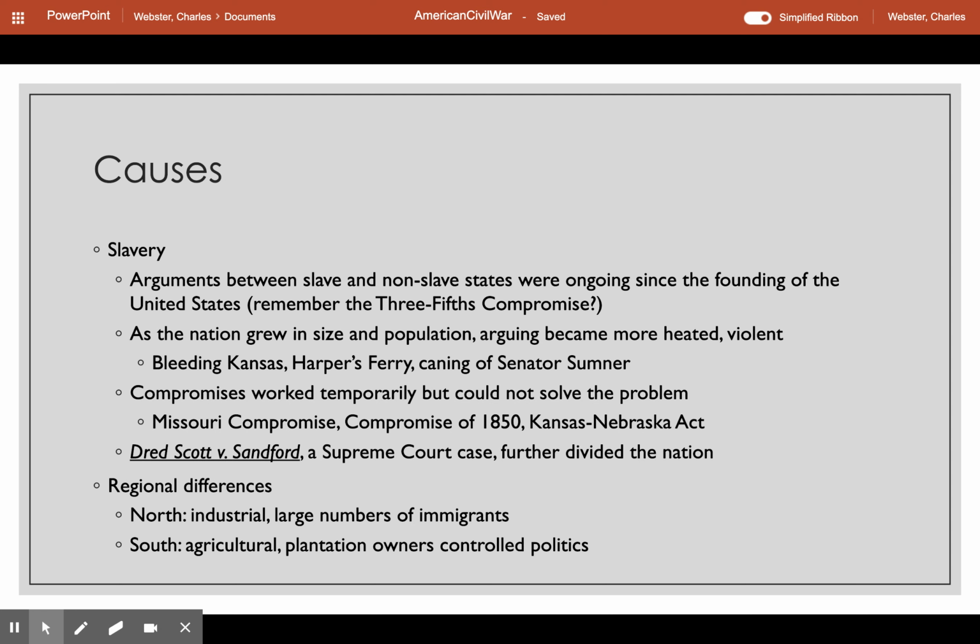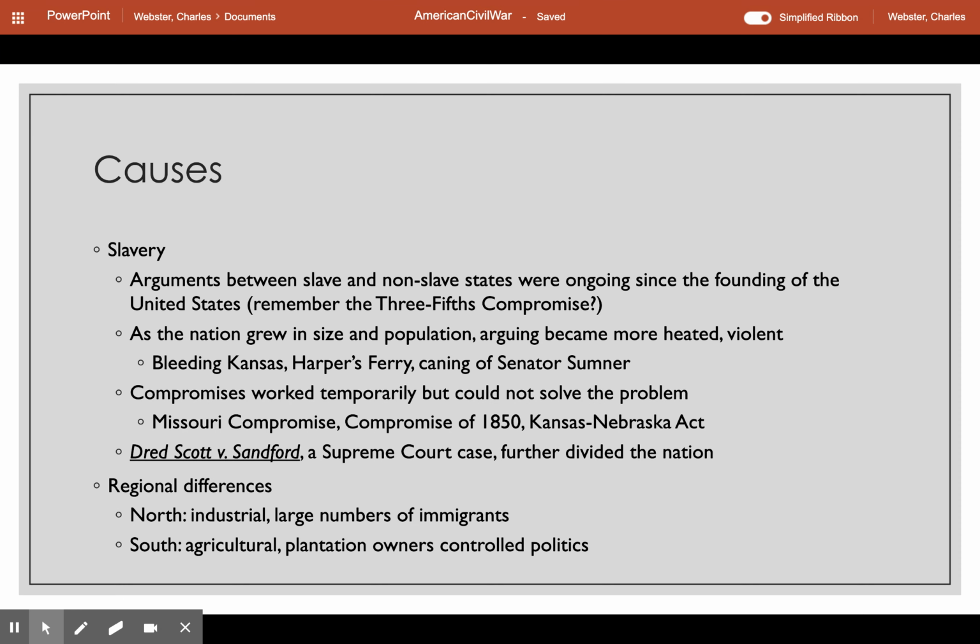Harper's Ferry, where John Brown, a famous white abolitionist, and several supporters tried to seize a federal arsenal, a location where the federal government had weapons stored. John Brown and his supporters at Harper's Ferry tried to take control of it, and they caused a slave uprising.